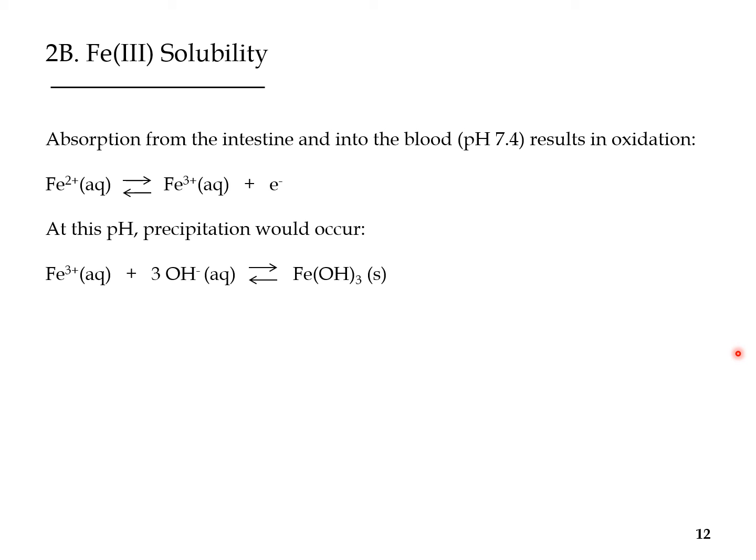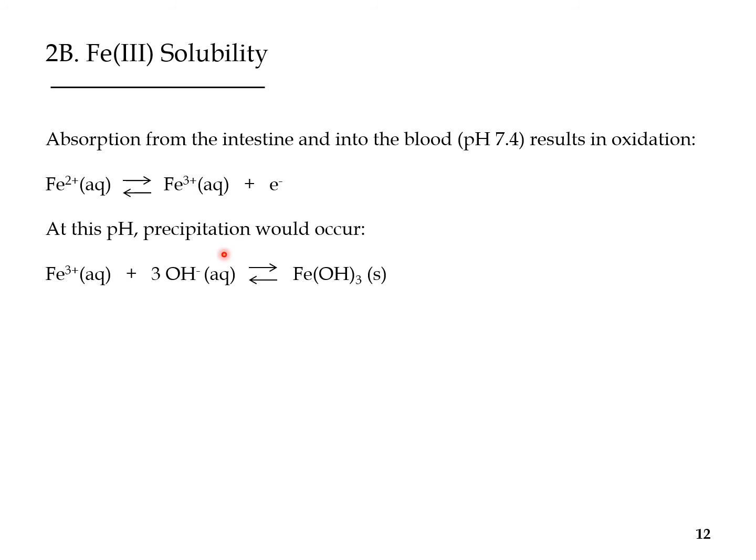All right, so let's talk about why that process is important. This relates to iron 3+ solubility. Absorption from the intestine and into the blood, so we're talking about a pH of 7.4, right? So we've moved away from the acidic environment of the stomach into the basically neutral, slightly basic environment of the blood. And this results in oxidation. So now iron 2+ is iron 3+.